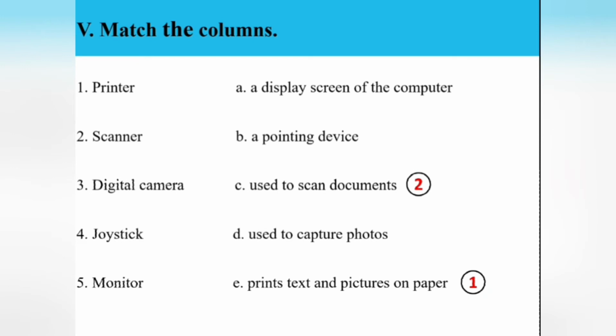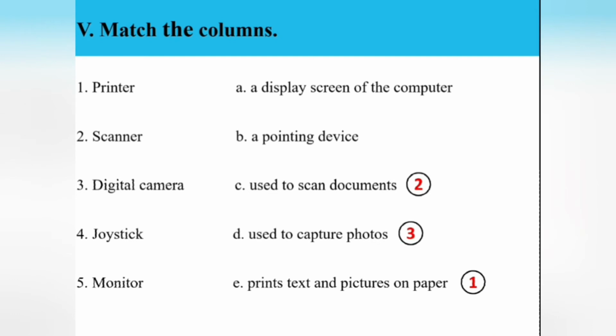Third one, digital camera. And the options are, camera is a display screen of the computer? No. Digital camera is a pointing device? That also no. Digital camera is used to capture the photos? Yes, cameras are used to capture the photos only. So this is the correct option. So you have to put 3 here.